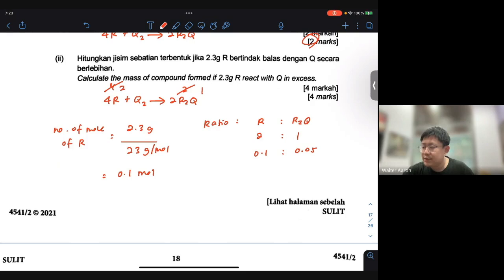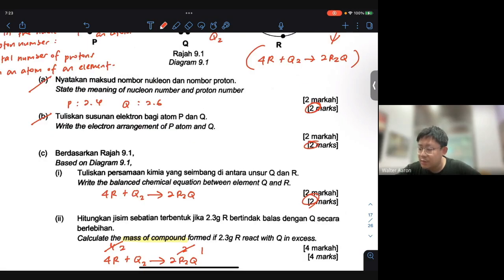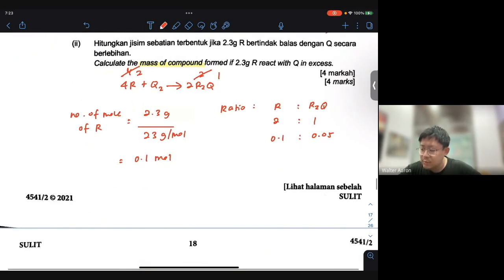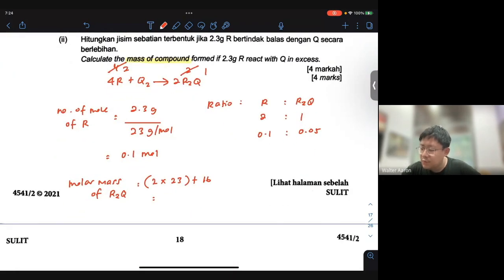So now what you have is 0.05 mole of R2Q, which is the compound itself. But we want to get the mass of the compound. So to get the mass of the compound, you have to first add in the molar mass of R2Q. So the molar mass of R2Q will be, okay, so you got 2 times 23 plus 16, because this is 8 plus 8, so 16. So then you'll be 46 plus 16.